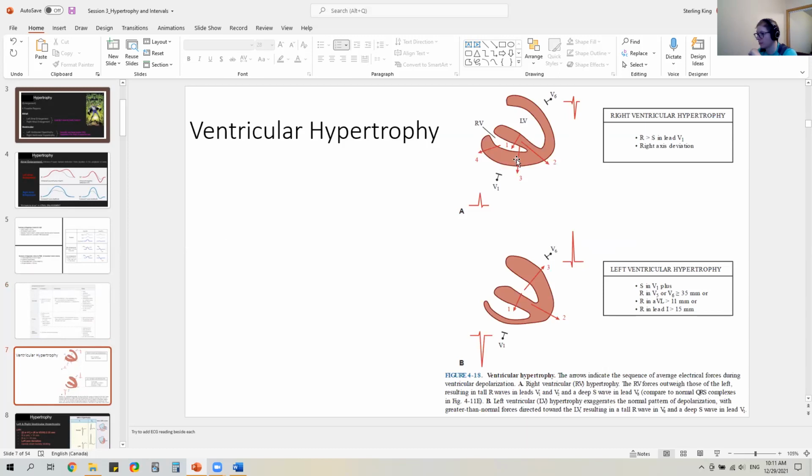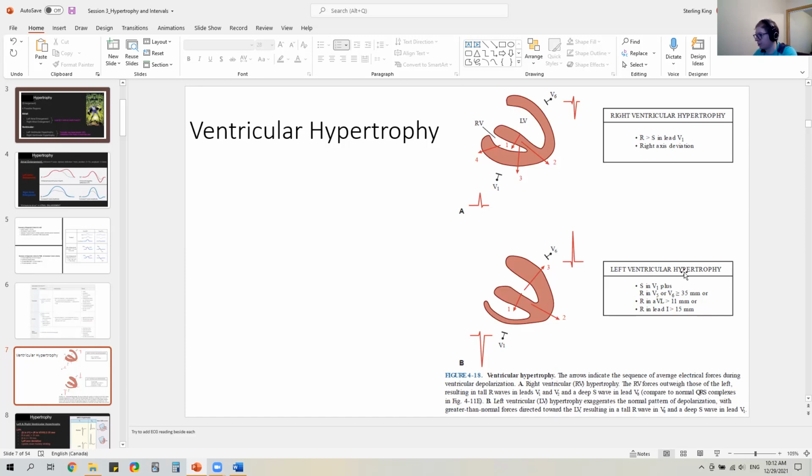Ventricular hypertrophy, we're just talking about the ventricles getting larger. So it's essentially saying that the amount of depolarization towards the lead is increasing. If they have right ventricular hypertrophy, the R is greater than S in lead V1, which would be unusual because we usually have a bigger S. And if it's right ventricular hypertrophy, R is greater than S, and there would be a right axis deviation.